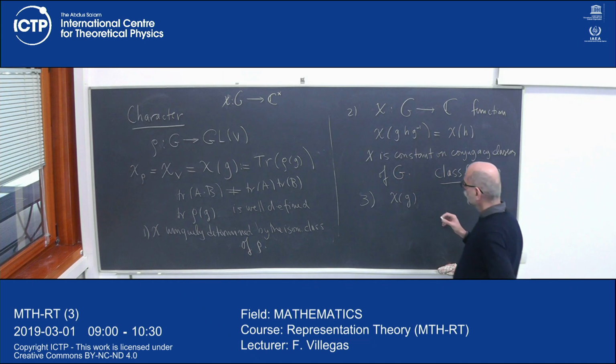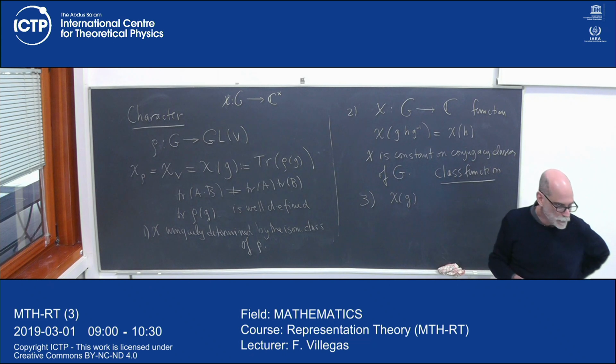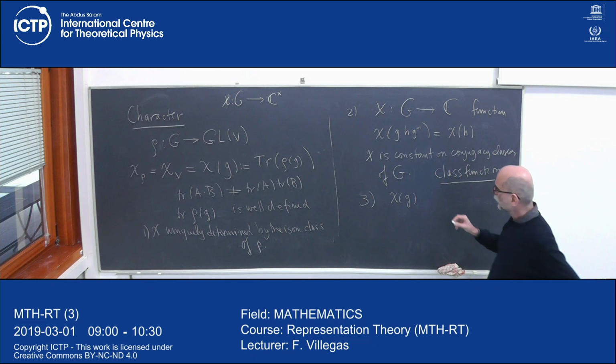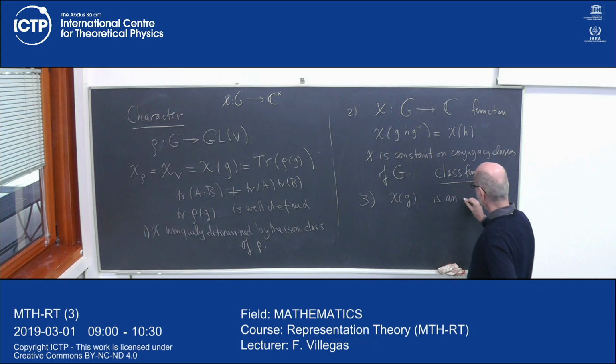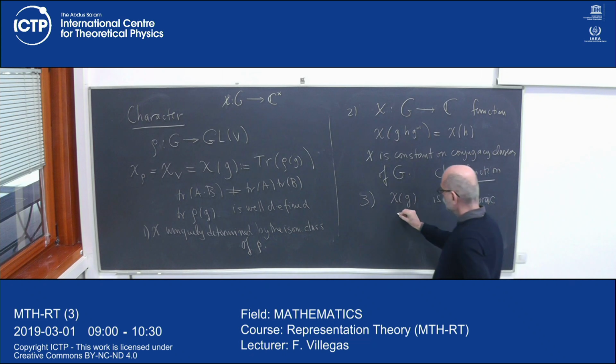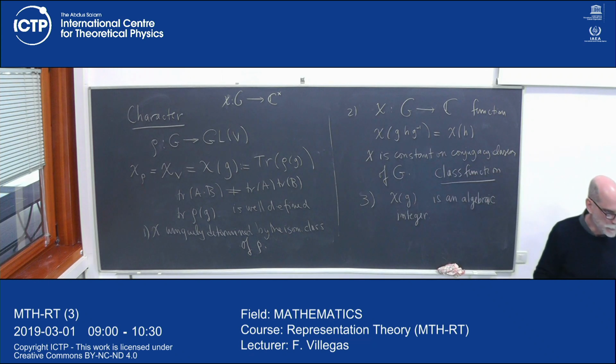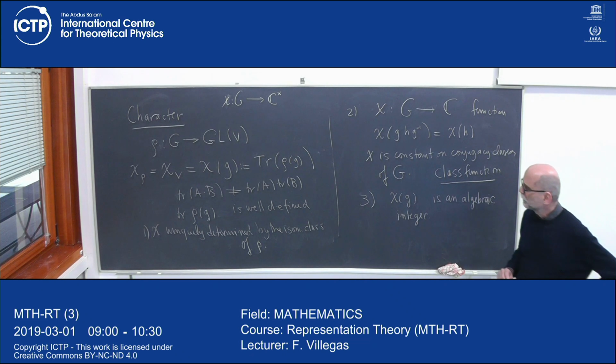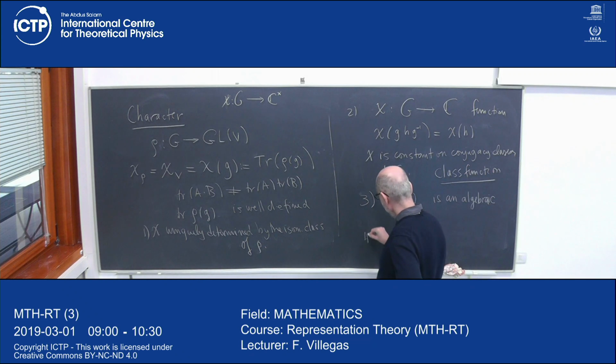A root of unity is an algebraic integer, and the sum of algebraic integers is an algebraic integer. So chi of G is in fact an algebraic integer. So it satisfies a monic equation with integer coefficients. This will play a little bit of a role in what we discuss, not a super big role, but it's worth remarking. So this thing a priori takes values in C, but in fact it takes special values.